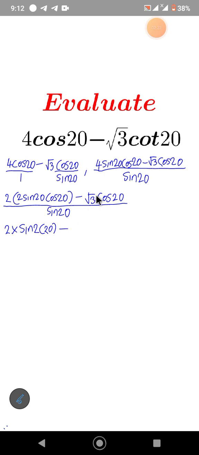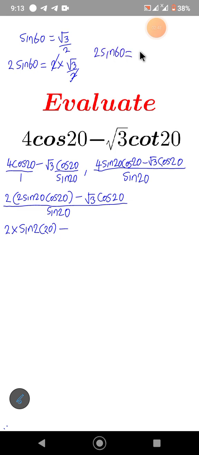Then minus, now we know that sine 60 is the same thing as root 3 all over 2. But 2 sine 60 now will be 2 multiplied by root 3 all over 2. Now 2 divided by 2. So 2 sine 60 will be equal to root 3. So this root 3 now, I'm going to remove it and put 2 sine 60. So we have 2 sine 60 cos 20 all over sine 20.